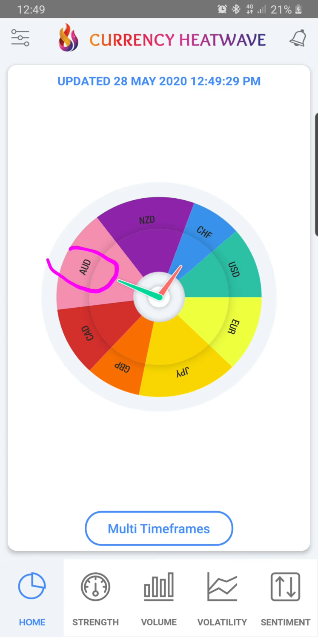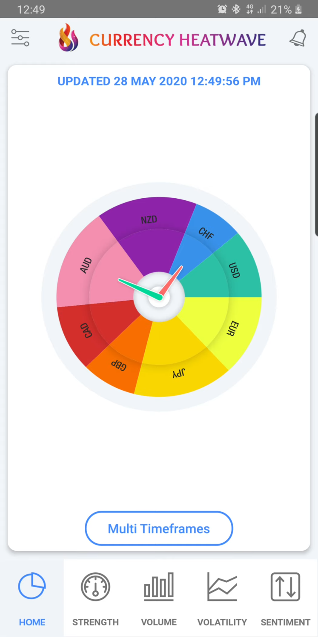The strength of AUD is higher, and for CHF, you can see the hand of the red arrow pointing towards CHF. It means that AUD has higher strength, AUD is stronger, and CHF is weaker. So that's how it is. Over time, this green and red hand is going to be rotating and moving over the currencies depending on the one that is stronger. But for now you can see it's AUD and CHF.